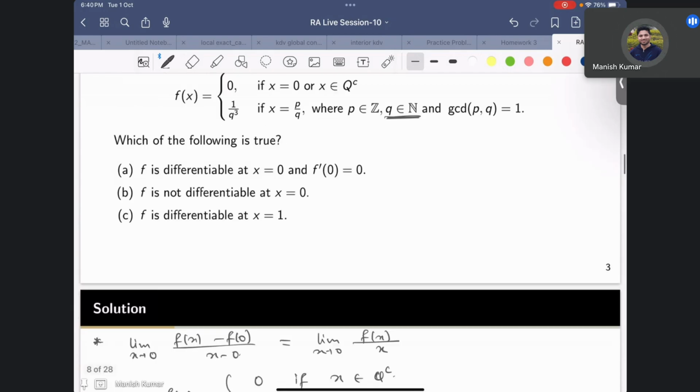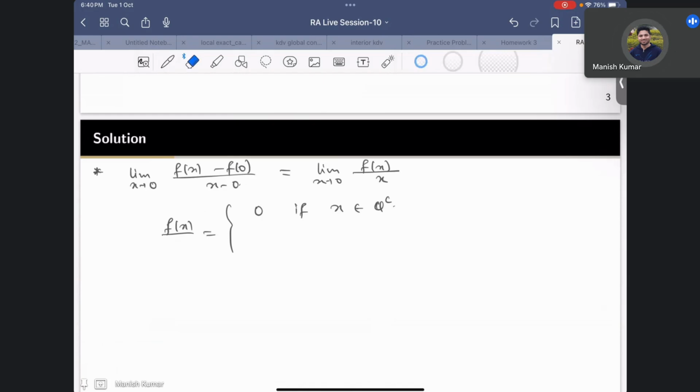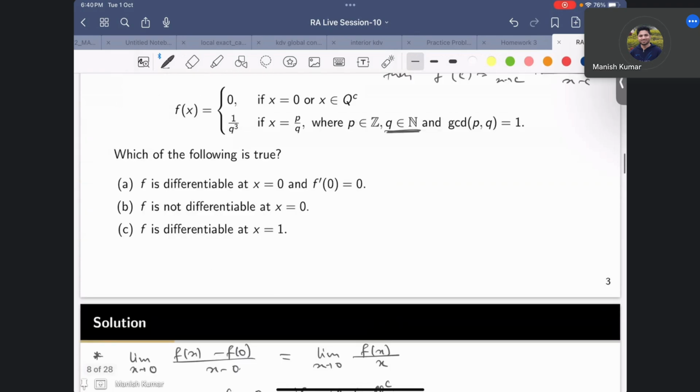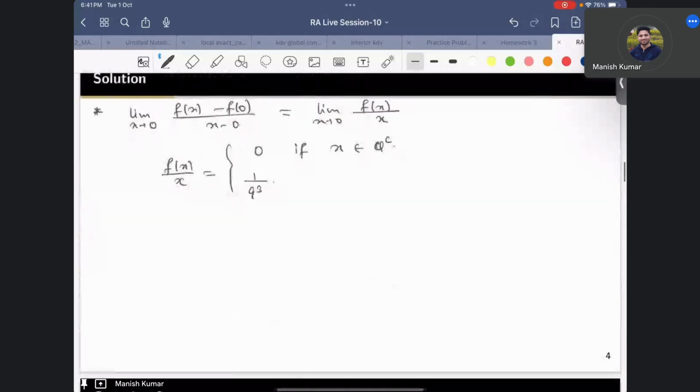Okay, so we are not talking about x equal to 0, because in the denominator we have x as well, and we are just talking about the limit, so we don't need to bother about it. So if x belongs to Q complement, then this is the value it's taking, and otherwise it will be 1 by q divided by p by q, so you'll have q by p if x is equal to p by q, again with q a natural number, p an integer, and GCD of p and q equal to 1, right?